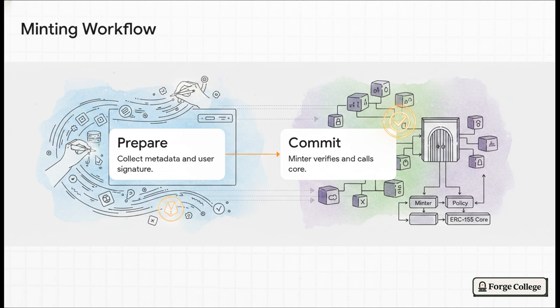Step 2 is the on-chain commit. This is where the magic happens. The Minter module takes that signature, rigorously enforces the policy, and if it's all good, it calls the ERC 1155 core to create the token. You prepare quietly off-chain and then commit on-chain in one atomic swoop. And by atomic, we mean it's an all-or-nothing deal. It either perfectly succeeds and updates everything at once or completely fails and reverts, no messy, half-finished state left behind.